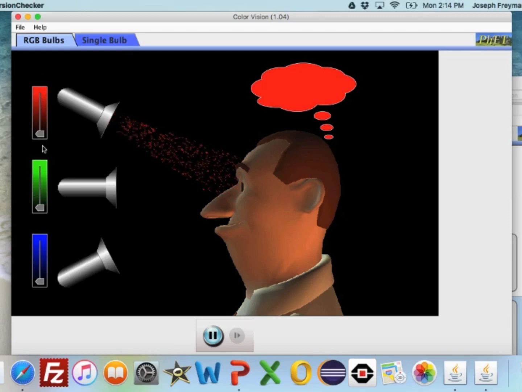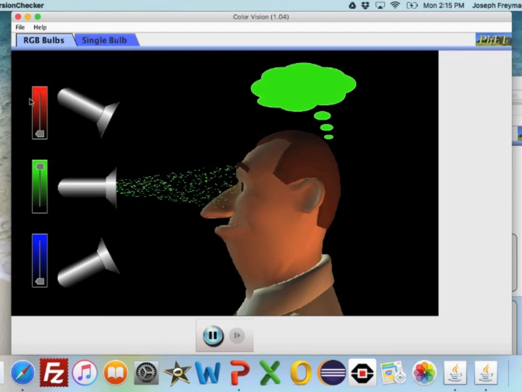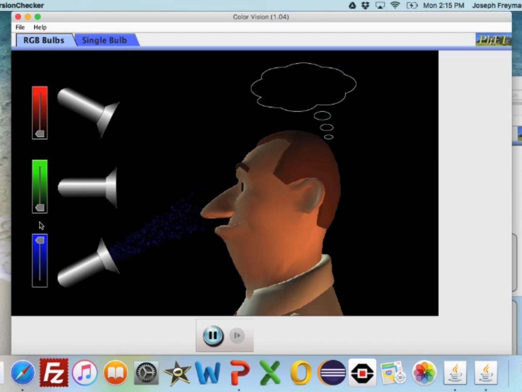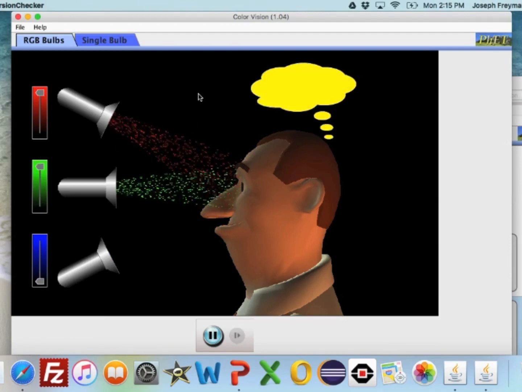All right, let's give him the color green. Well, suddenly eyes showered with green photons, he sees green, and of course you can predict what blue will do. All right, so those are the three primary additive colors. Now let's look at the combinations. All right, if we give him some red and we give him some green, well, he'll see what meets in the middle, and that's yellow.